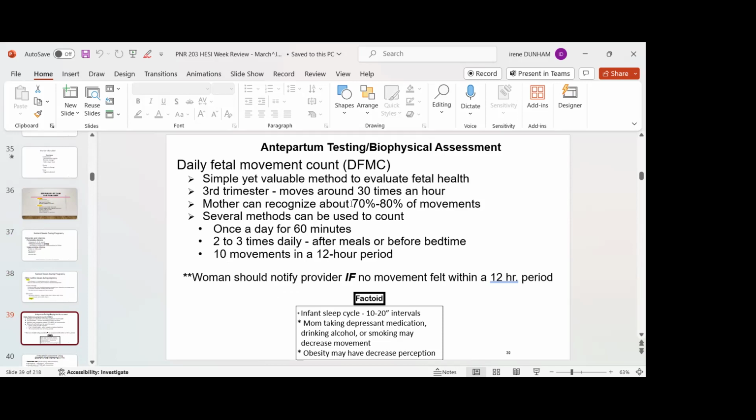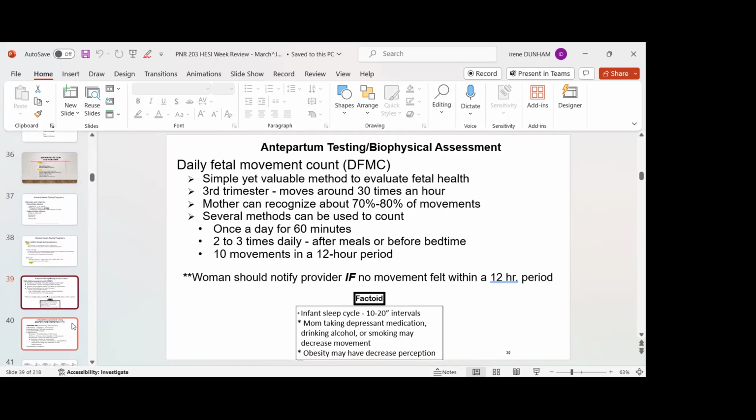Because moms can recognize 70, 80% of the fetal movements. And they move a lot, especially in the third trimester. They put their arms up, their legs, and they always seem to be moving. So we want to make sure that they are moving.